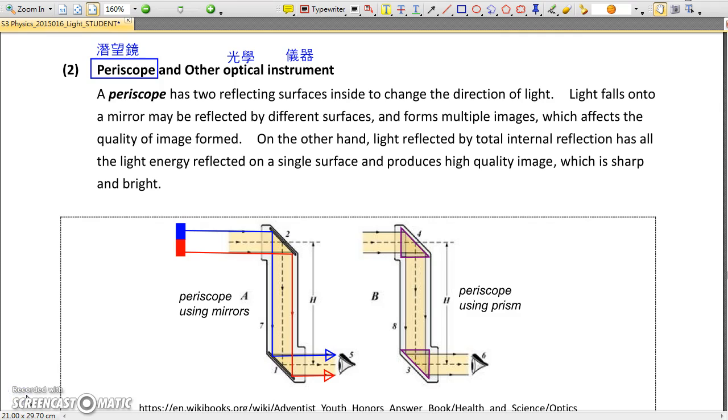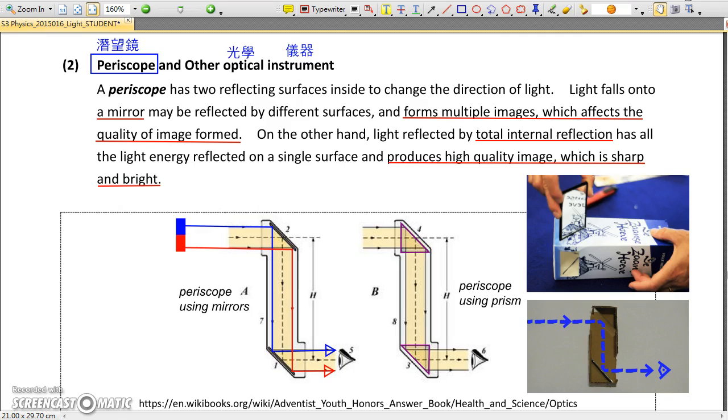The second application is a periscope. You may make a periscope by using 2 parallel mirrors, such as the diagram on the left-hand side, so that light may pass through the periscope by 2 reflections. However, a mirror forms multiple images. The images are not clear. We say the quality of image is low.